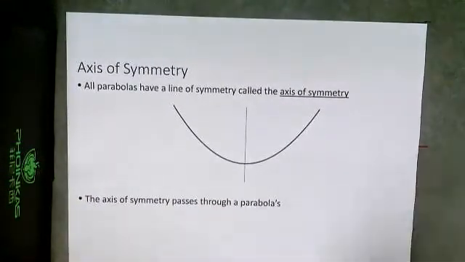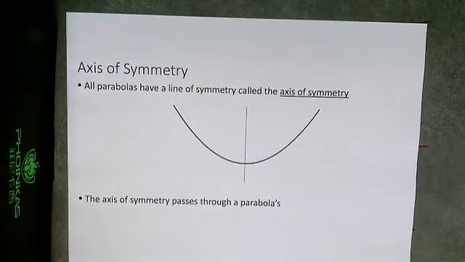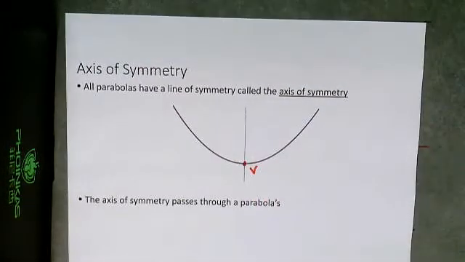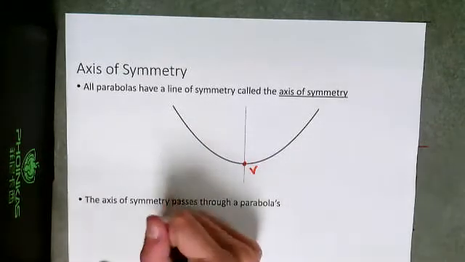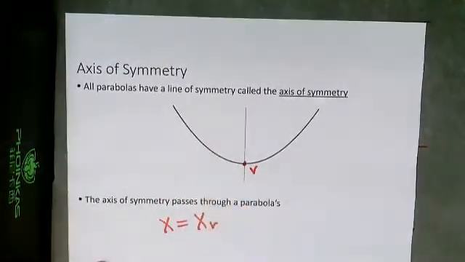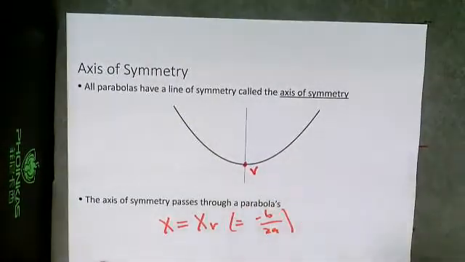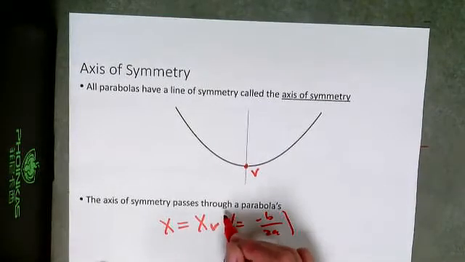Now, the axis of symmetry. All parabolas have a line of symmetry called the axis of symmetry, right? If we look at this one, it has an axis of symmetry here, and it goes through the vertex V. The axis of symmetry passes through the parabola's vertex. The equation for that vertical line is x is equal to xv, or negative b over 2a, depending on the form you're working with. But x is equal to xv.